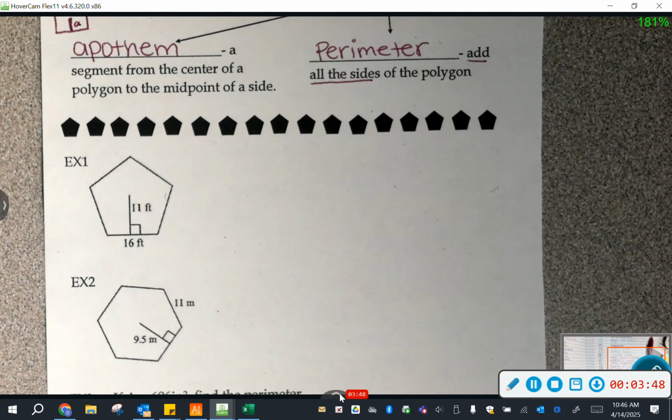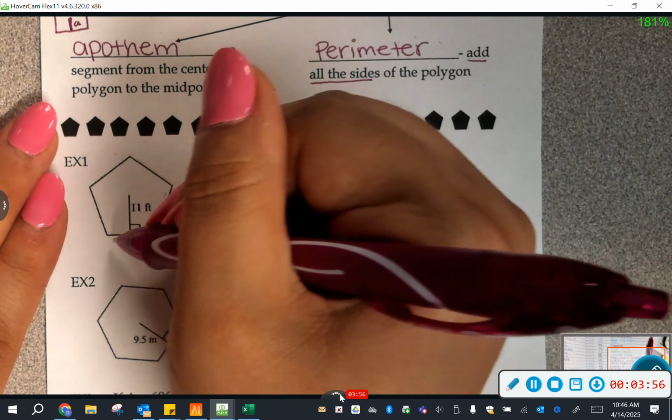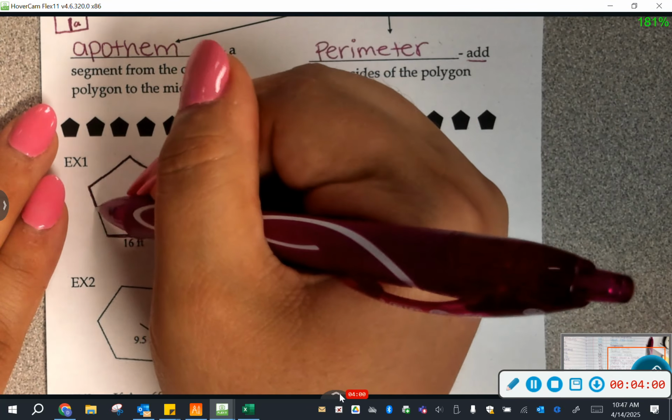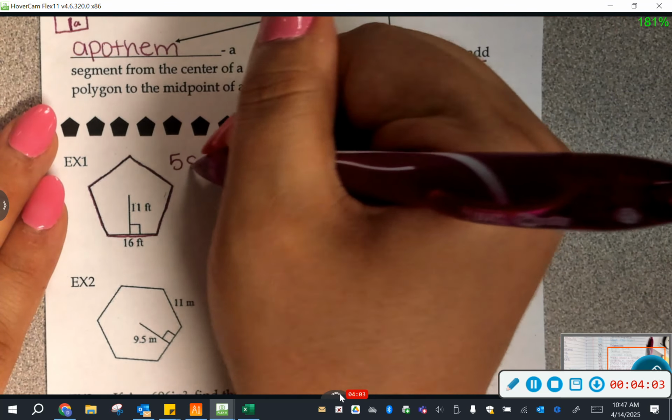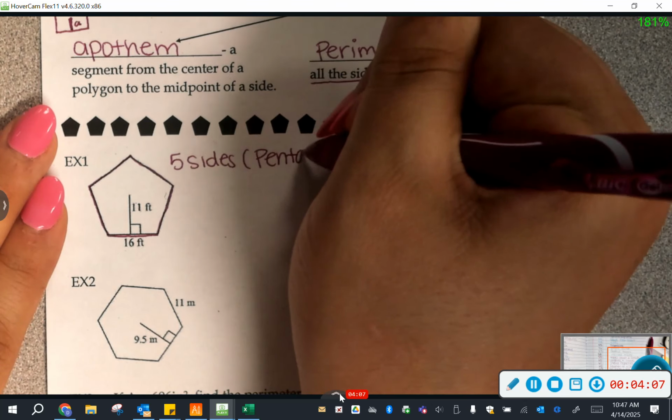So let's look at example 1. How do I find the area of this regular polygon? I have to find the perimeter. Well, how do I find the perimeter? How many sides are there? There are 5 sides. What shape is this? Pentagon. This is just me reminding you.